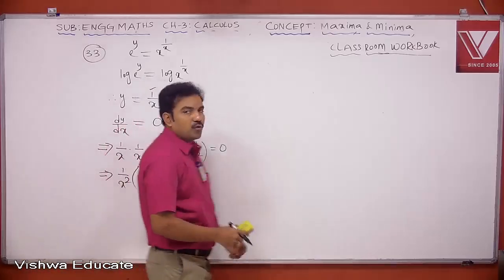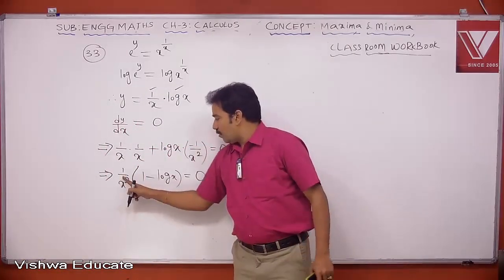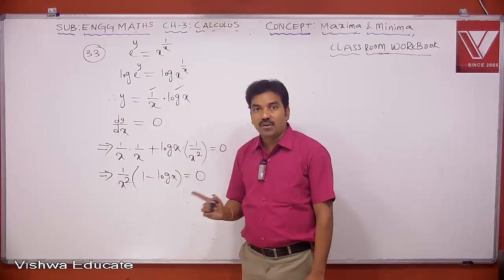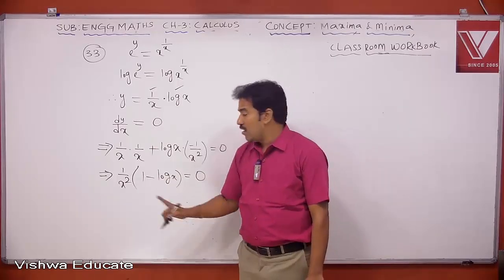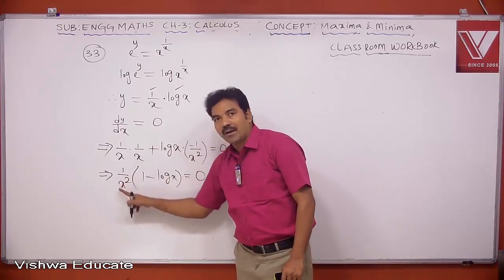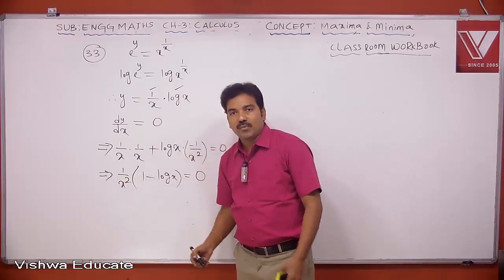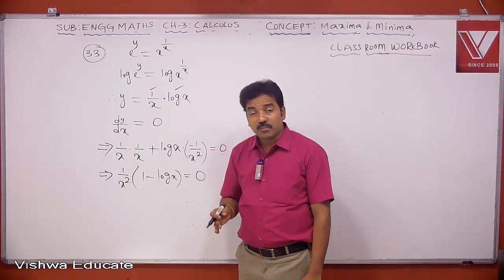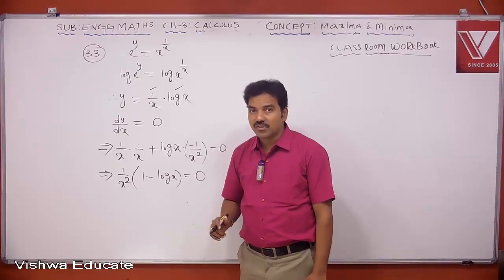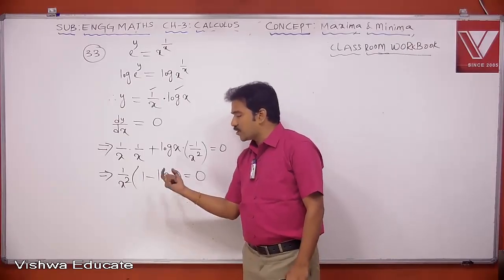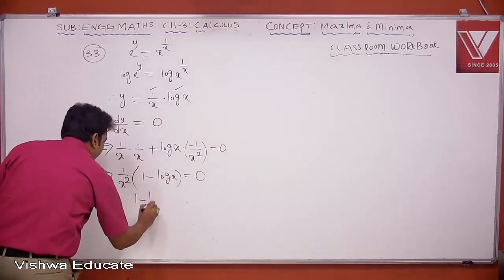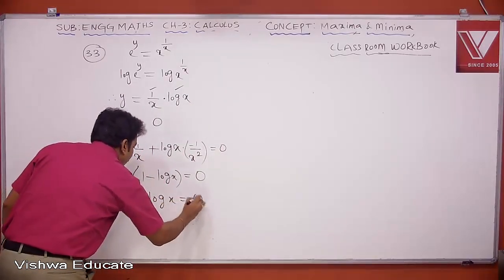Now here the product of two numbers is 0, which means any one of them must be 0. But there is no chance of 1 by x square being 0. 1 by x square is 0 only when x is infinity, but stationary points must be finite numbers, not infinite numbers. Therefore, 1 minus log x must be equal to 0.